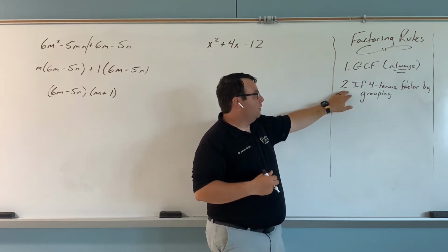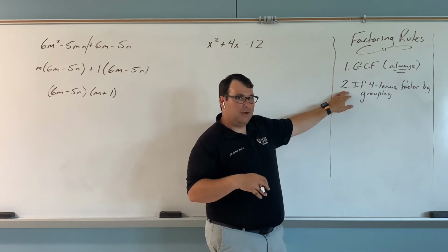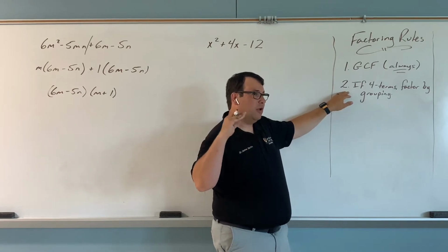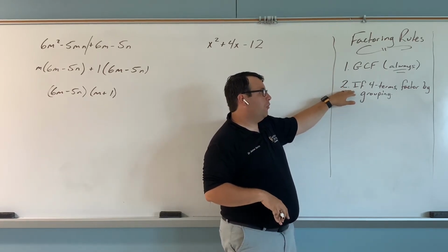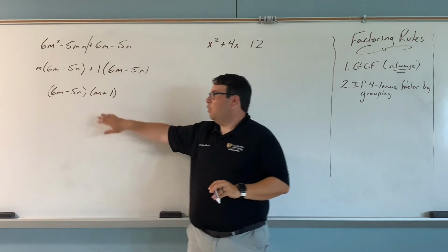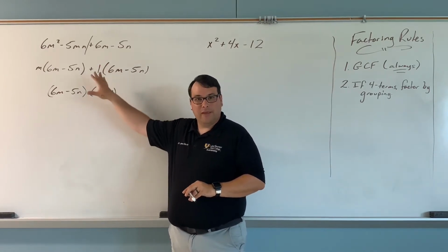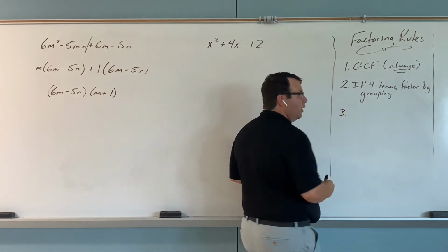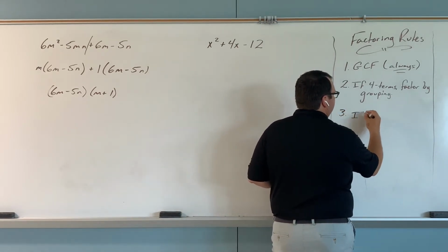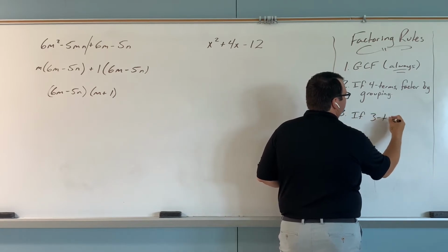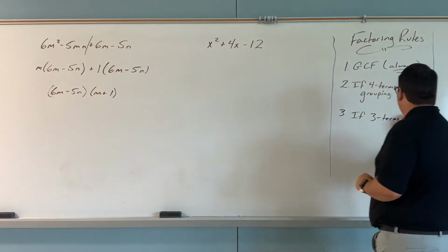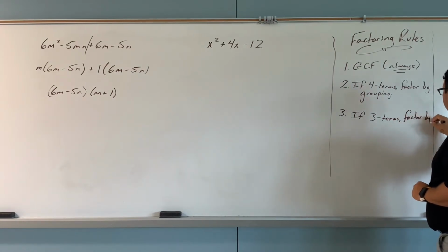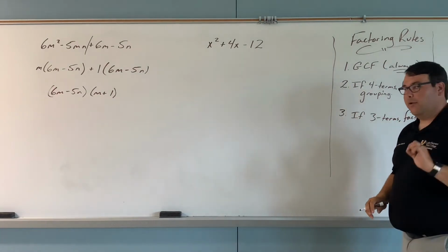The second thing is, and this will really start to depend on what kind of polynomial you're looking at, but it's a process. Think of it in order. If you're dealing with a four-term polynomial, you can factor by grouping like we did with this example. However, adding to this, rule number 3, if you're dealing with a three-term polynomial, so if 3 terms, then you have to factor by one of 3 different methods.